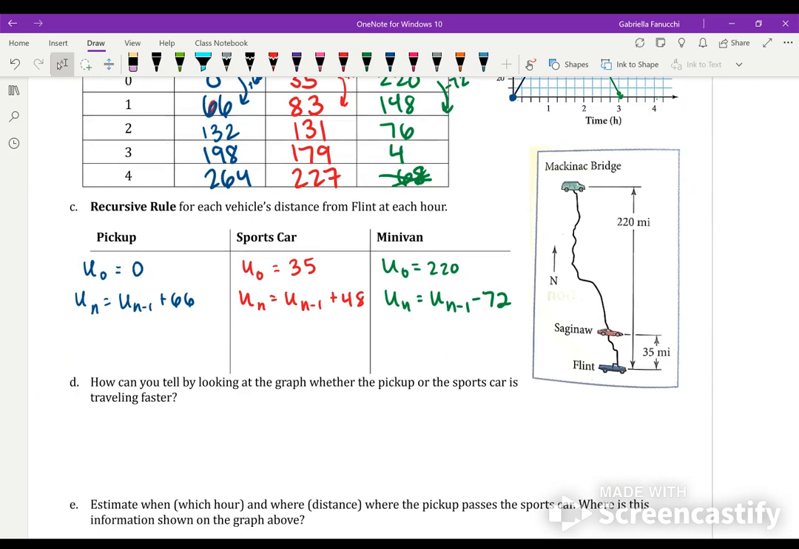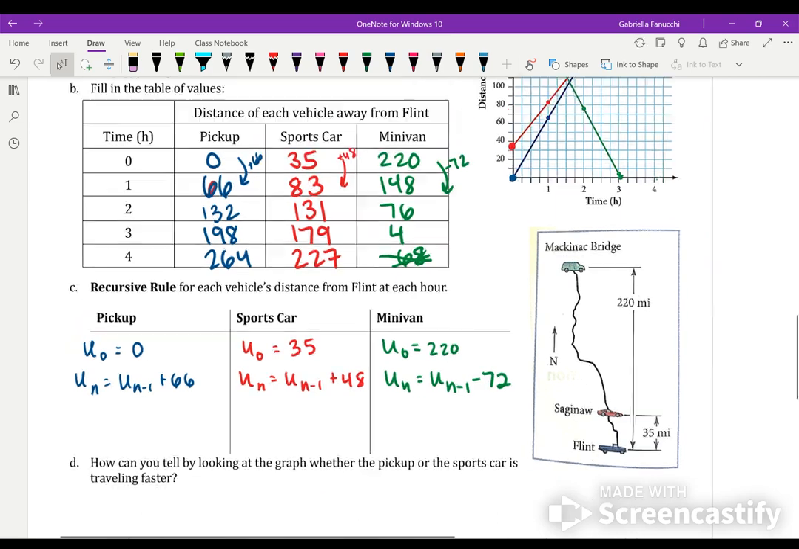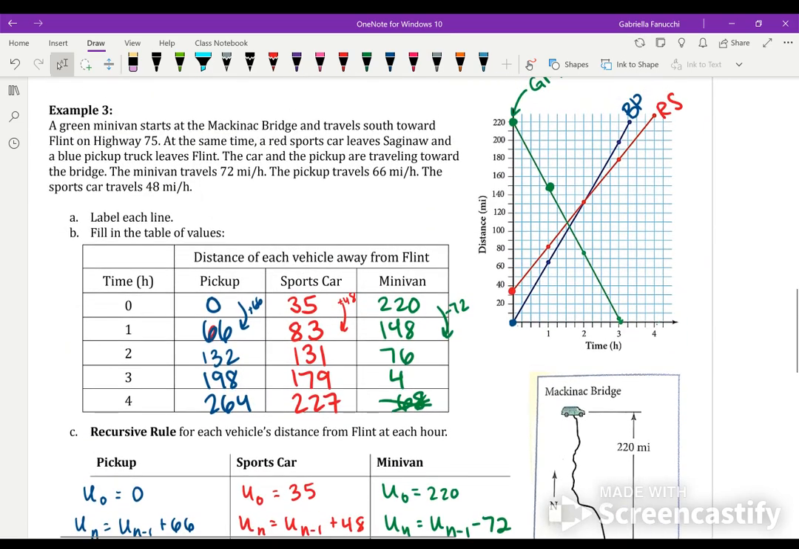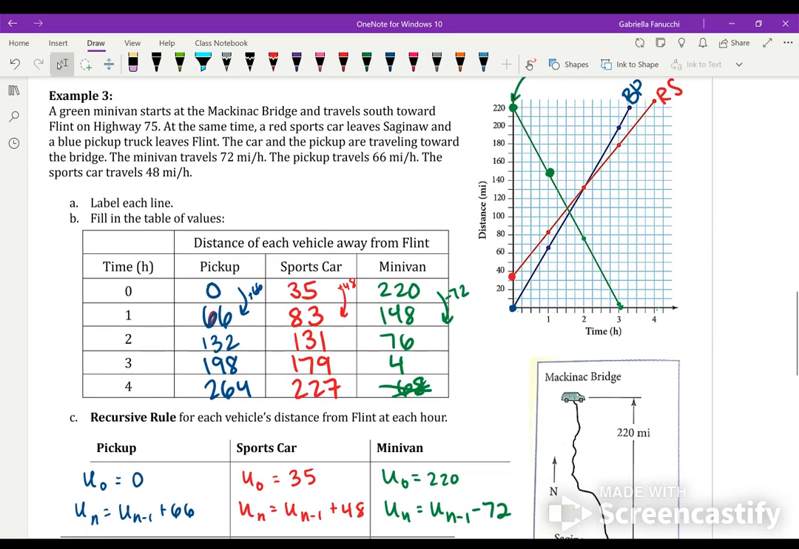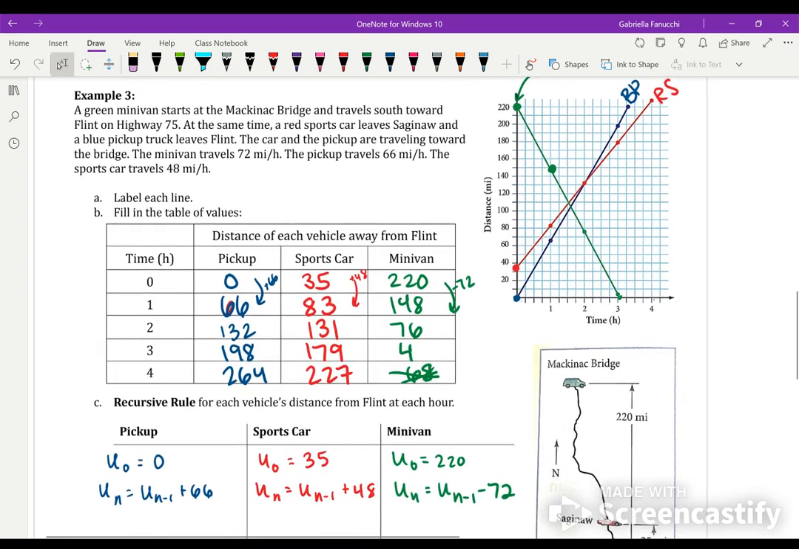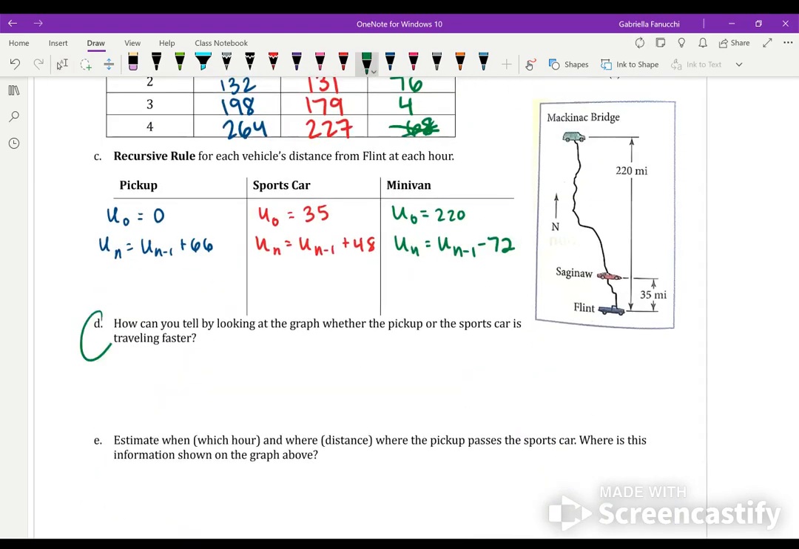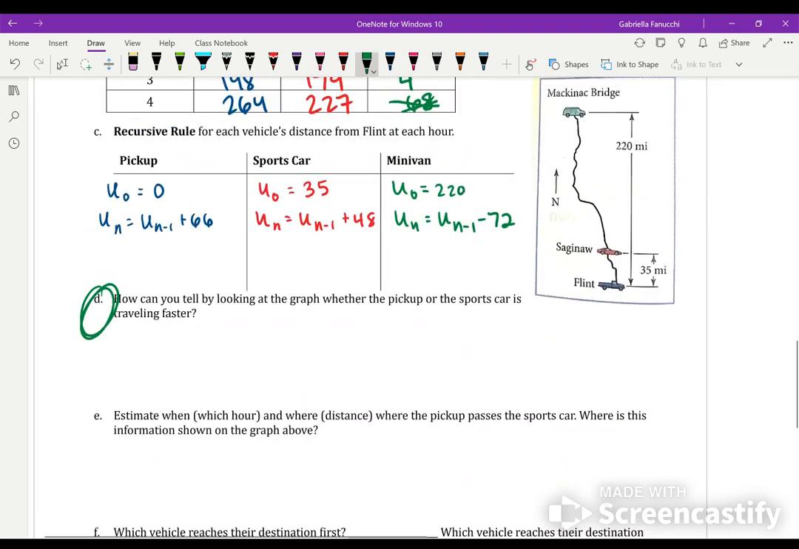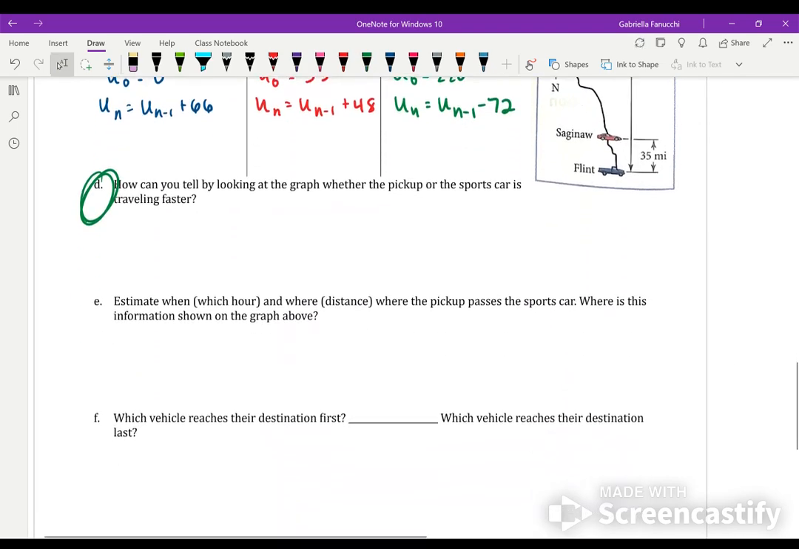Okay. So how can you tell by looking at the graph whether the pickup or the sports car is traveling faster? So again, the pickup's blue, the sports car is red. How can you tell? I want you to go ahead and answer that one. Okay, estimate at which hour, and where, the pickup passes the sports car. Where is this information shown on the graph?